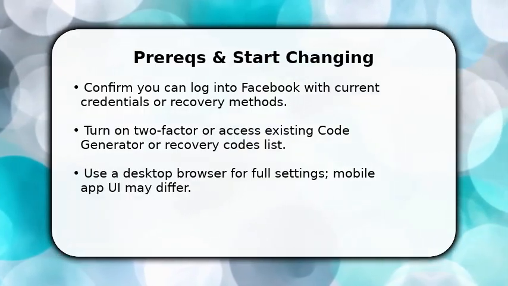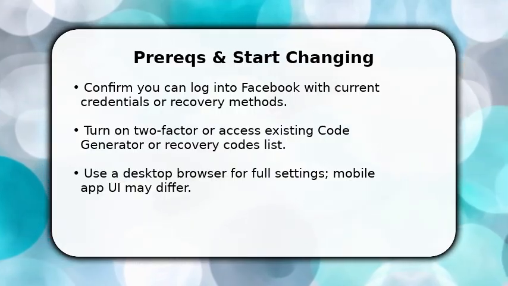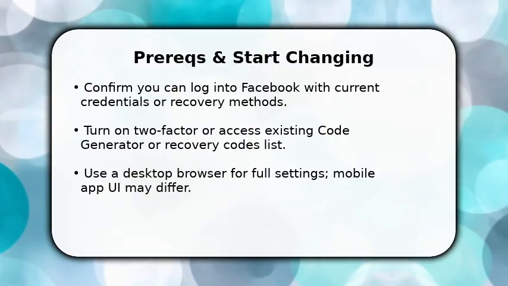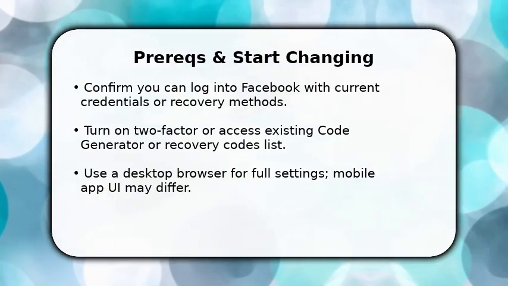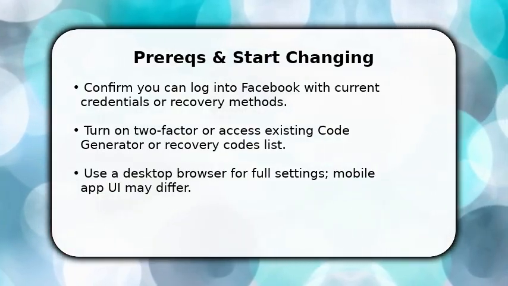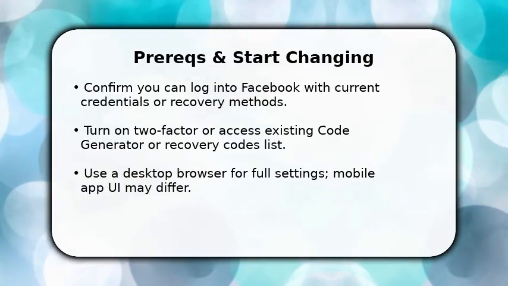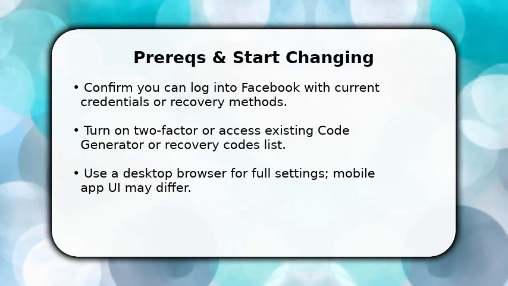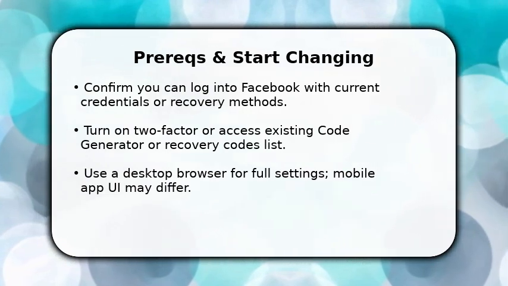Next, choose Security and Login to view two-factor authentication options because recovery codes live there. You do this to avoid losing access when you change codes. Make sure your primary phone or authenticator app remains available while you proceed so you can confirm changes.